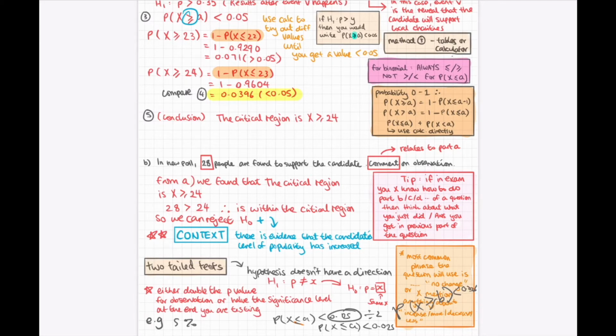So, no change means two-tailed. Two-tailed means there are two directions: one direction is that p is bigger than a value, and the other is that p is less than a value.